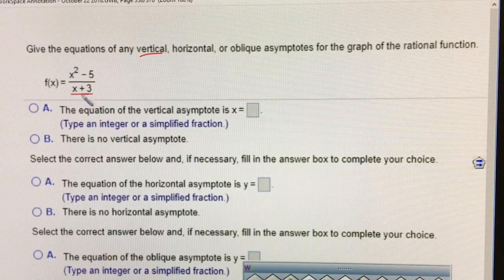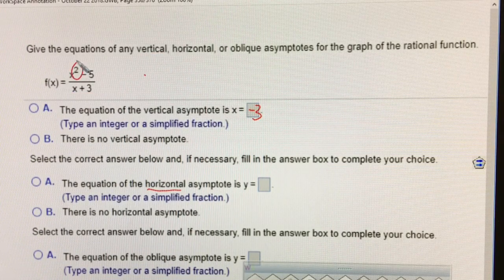Vertical asymptote, I have to set the bottom equal to 0, so x plus 3 equals 0. That's going to be x equals negative 3 is the vertical asymptote. Horizontal asymptote, notice the degree of the top is larger than the degree of the bottom. There is no horizontal asymptote.